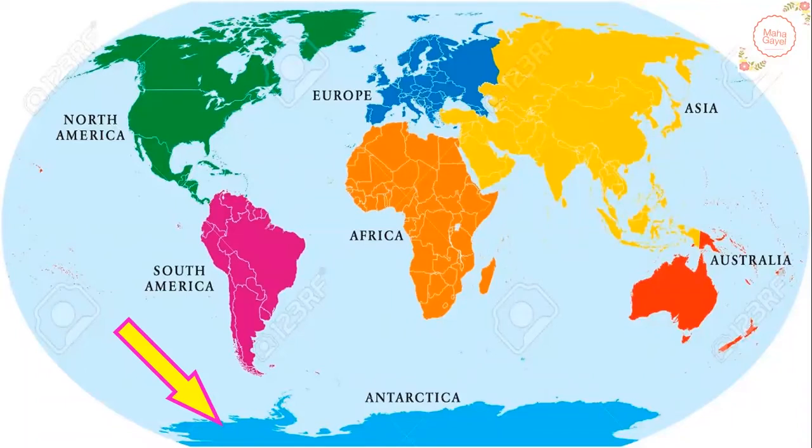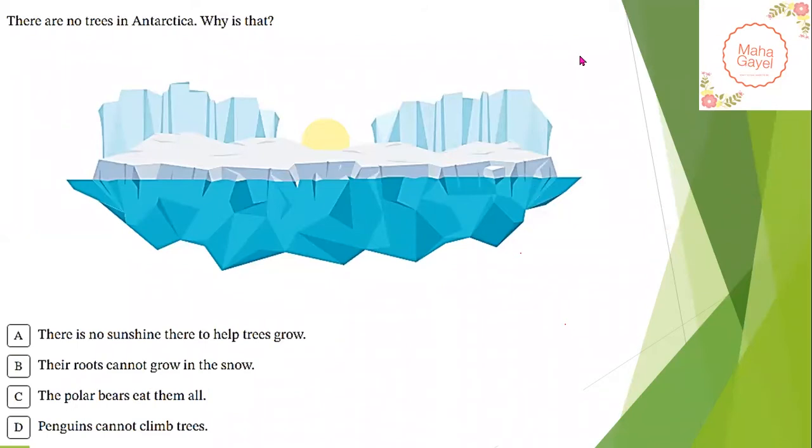Let's go back to our question. There are no trees in Antarctica. Why is that? Why do you think? Let's think together. There is no sunshine there to help trees grow. No, of course there is sunshine. So I think that this answer is not correct.